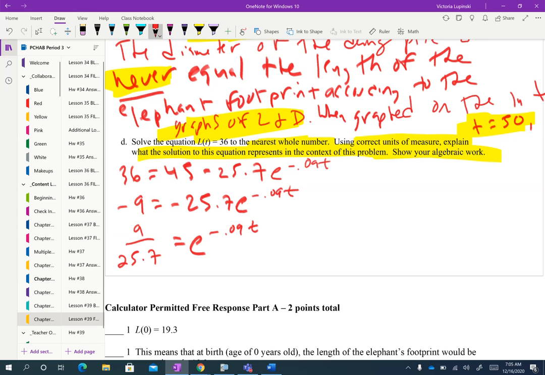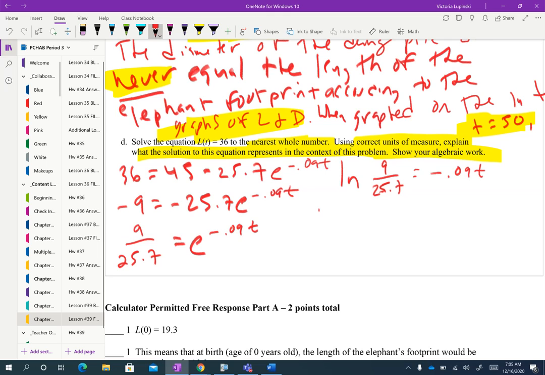So don't calculate 9 over 25.7. Just leave it as such. Just so you know, you would actually get a point for getting that far. Isolating the e would be enough for you to get 1 point. Then to get a second point, you'd have to actually solve it. From here, to get rid of the e, you'd have to take the ln of both sides. So the ln of 9 over 25.7 on the left. On the right, you take the ln of e to the something, which cancels out to just be the something, so negative 0.09t.